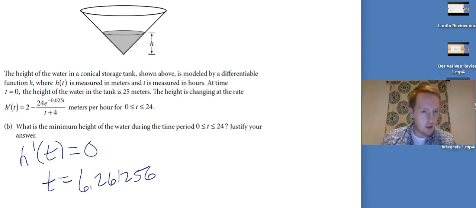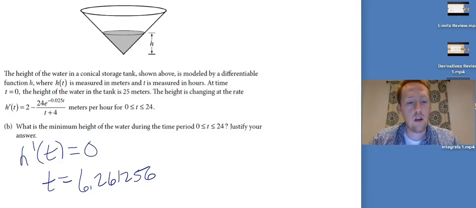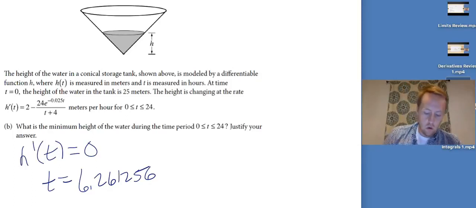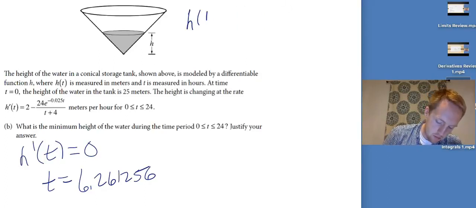And you notice I didn't round this because I'm not at an answer yet. I need to make sure that I can actually have as many decimal places as I want until I get to the actual answer. So now this is the other part I was saying. I want to actually create a function that gives me the height at some time t. So remember, I'm going to integrate the rate, right? H prime, I'm going to take h of t is equal to the integral of h prime of t.